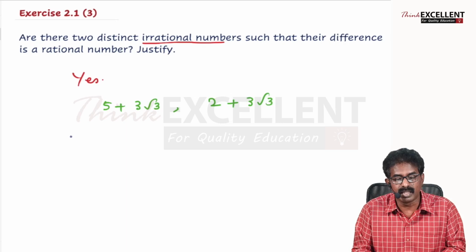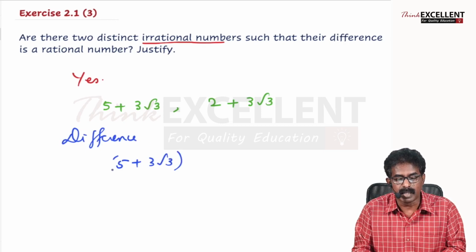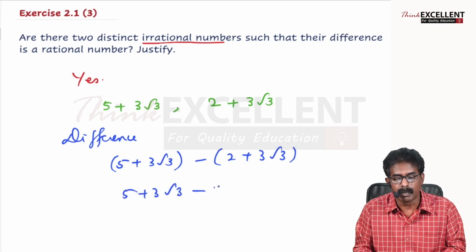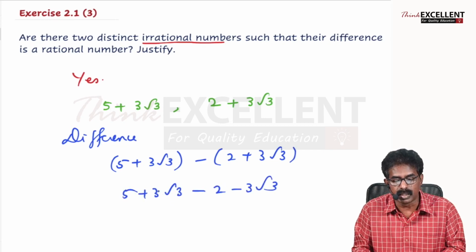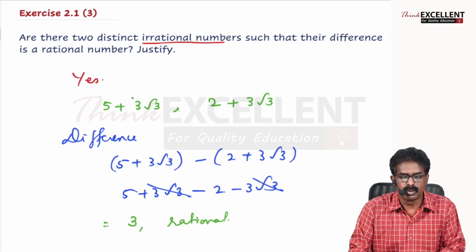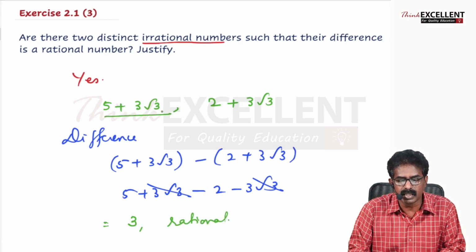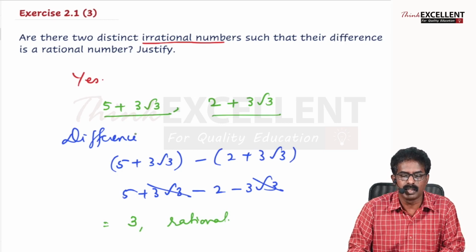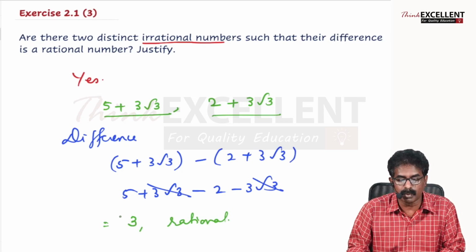Now you find the difference, right? Difference means you have to subtract 5 plus 3 root 3 minus of 2 plus 3 root 3. You are getting 5 plus 3 root 3 minus 2 minus 3 root 3. So these two get cancelled. So 5 minus 2, you are getting what? 3. 3 is a rational number, right? So here we have taken 2 irrational numbers. This is an irrational number. This is an irrational number. When you take the difference, you are getting a rational number.